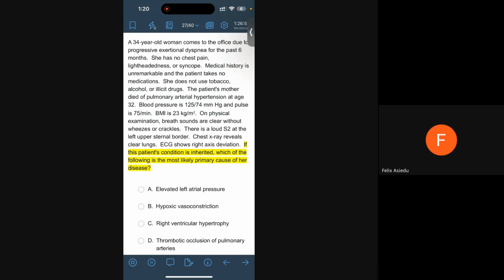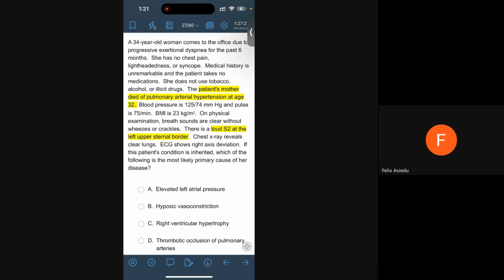A 34-year-old woman with progressive exertional dyspnea for the past 6 months. No chest pain, lightheadedness, or syncope. Unremarkable history, does not use tobacco or alcohol. The patient's mother died of pulmonary arterial hypertension. Breath sounds are clear without wheezing, with a loud S2 at the left upper sternal border. ECG shows right axis deviation.